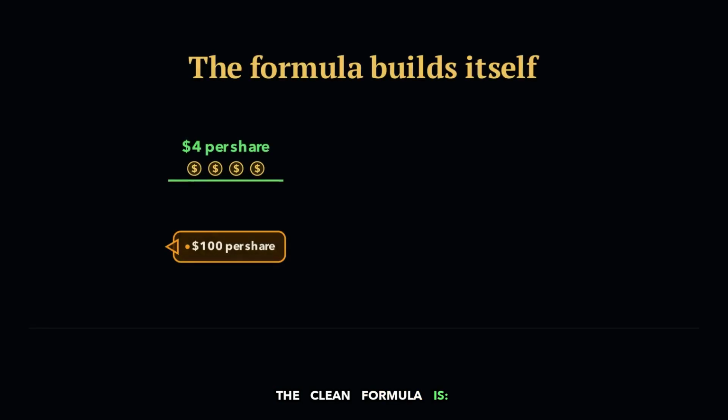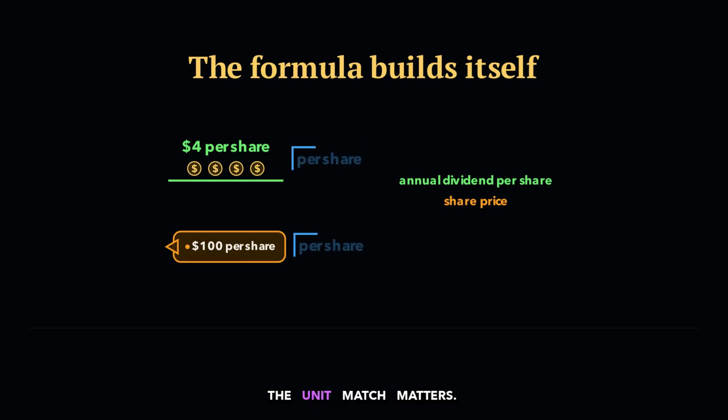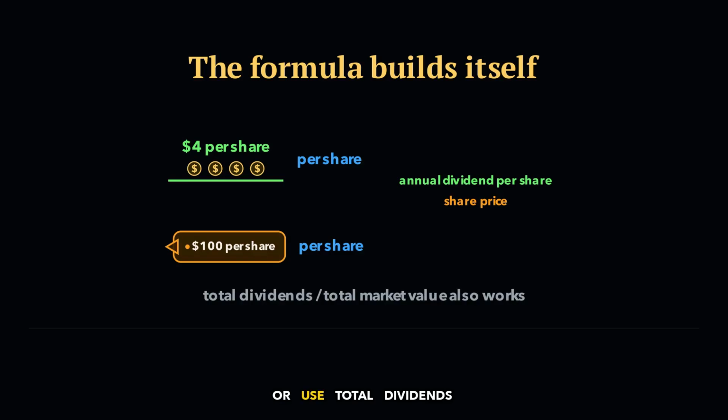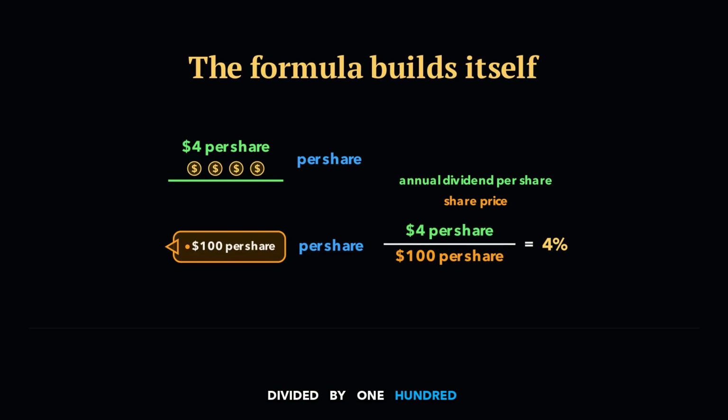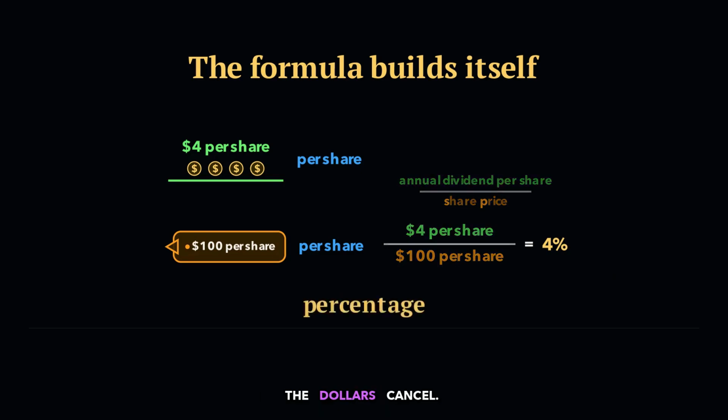The clean formula is dividend yield equals annual dividend per share divided by share price. The unit match matters. Use dividend per share with share price, or use total dividends with total market value. Do not mix one share with the whole company. For beginners, the per share version is usually easiest. $4 per share divided by $100 per share equals 4%. The dollars cancel. What remains is a percentage.